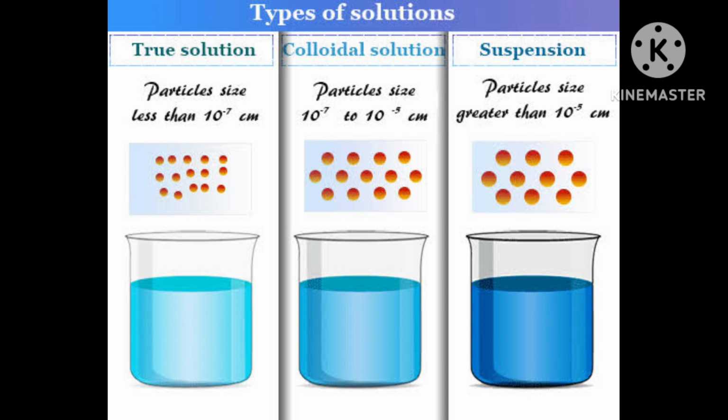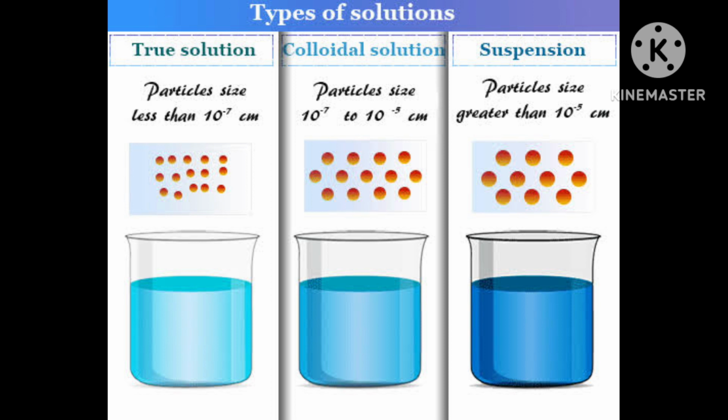A colloid is a heterogeneous system in which one substance is dispersed, that is called the dispersed phase, as very fine particles in another substance called the dispersion medium. The substance which you are dissolving is called the dispersed phase, and the other substance is called the dispersion medium, just like a solvent in which you are adding the substance.